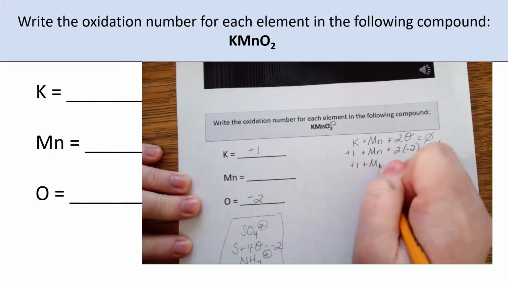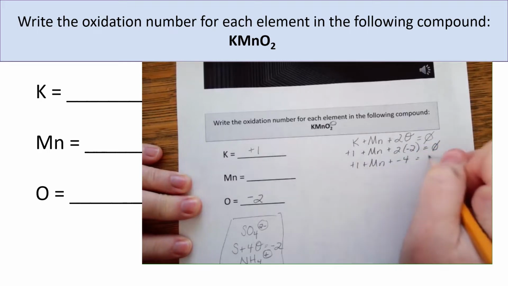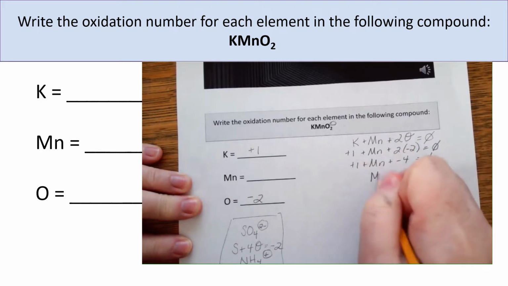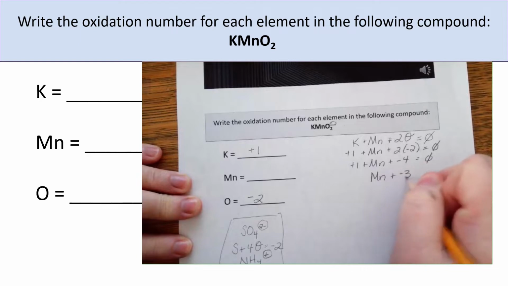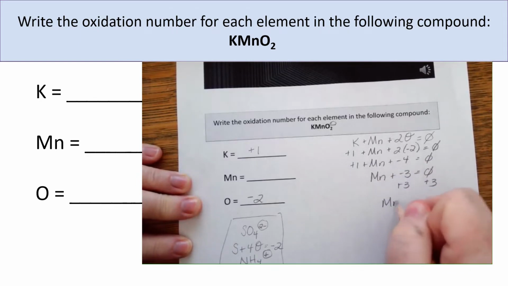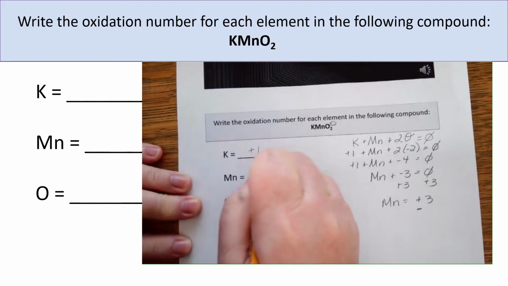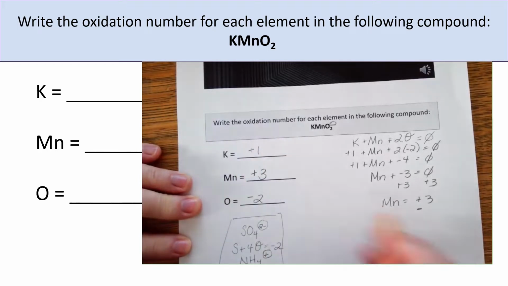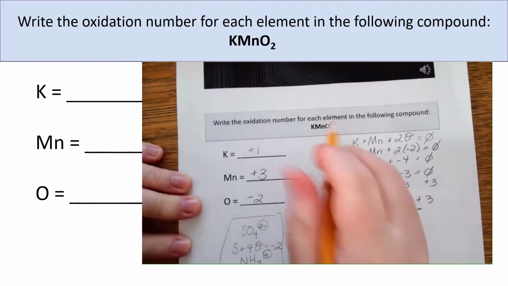Multiply that out, -4. Combine like terms. Add 3 to both sides. Notice how I write the plus. I don't just write 3. And then I can put this here, and it works. And quick math, ready to check.